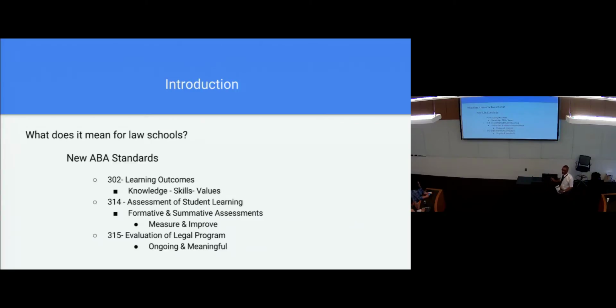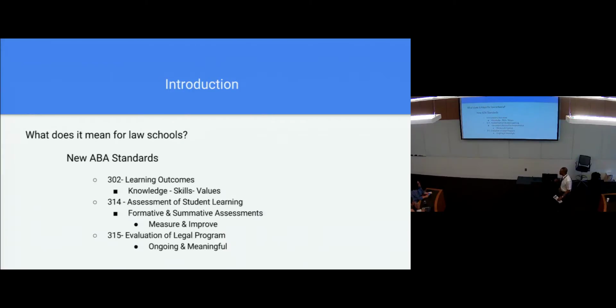Okay. All right. Standard 314 talks about the assessment of student learning. So you have to have both formative and summative assessments. The purpose is to provide measurement so that you can improve the student's learning. The key is you have to have feedback to the students, which is what Will also talked about.